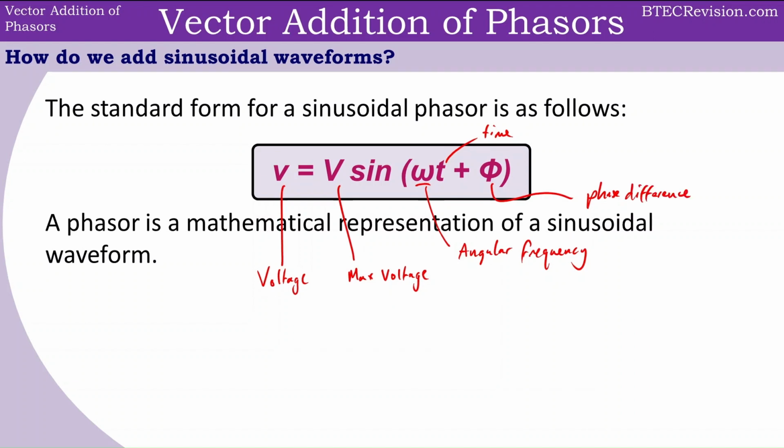The units for voltage is volts. Angular frequency is measured in hertz, which is also equal to 1 over seconds. Time is measured in seconds. And phase is measured in radians or degrees.